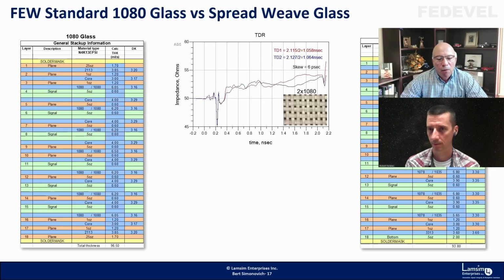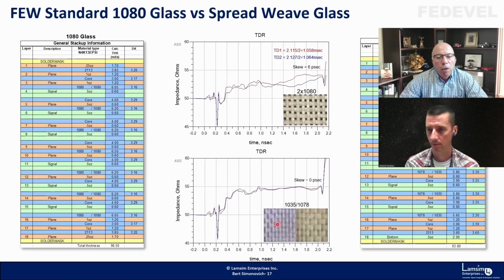Now that's the important point for that slide. But when we use the spread weave here, you can see things are much more controlled. Each one is following each other. In this case, there was 0 picoseconds of skew. It's very low, we couldn't measure it. That's the difference spread weave makes. It helps to control the skew.